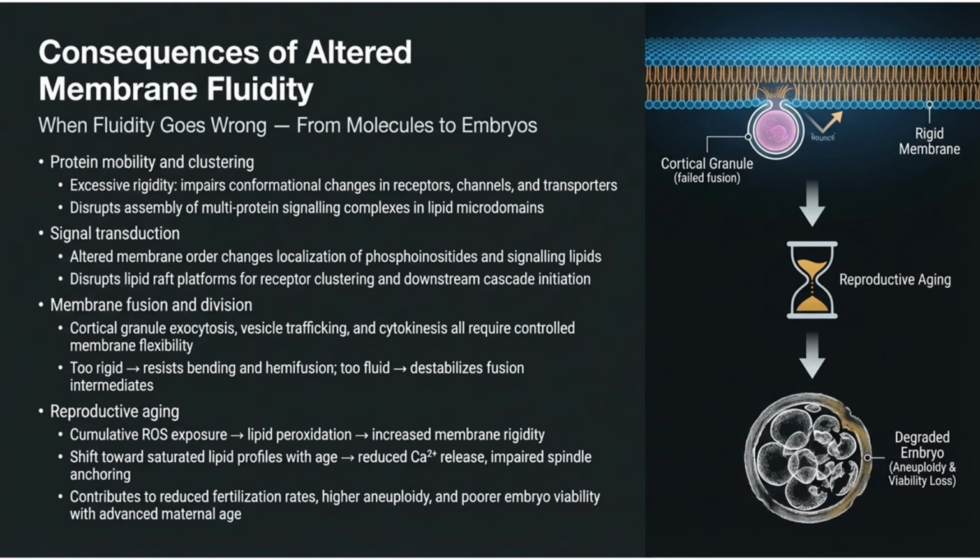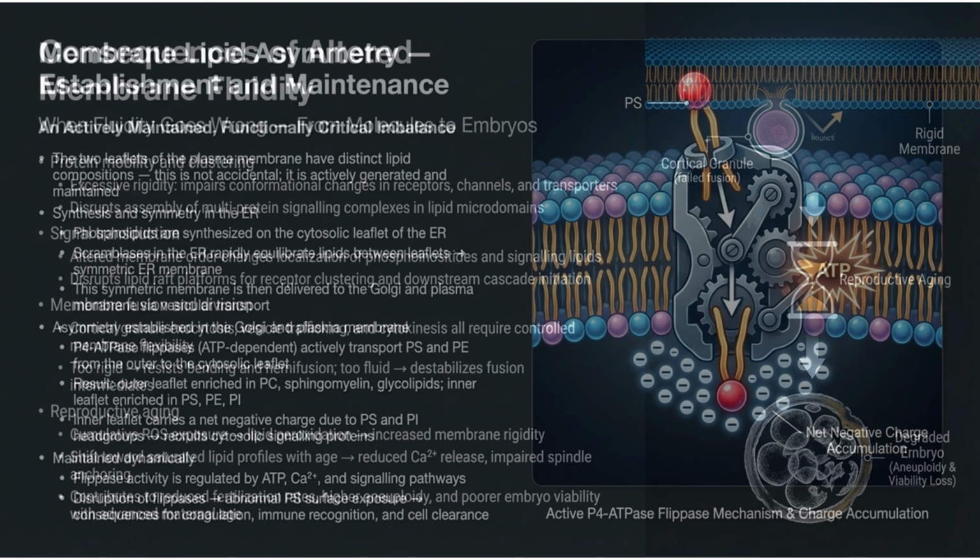Taken together, these membrane-level changes contribute directly and measurably to the clinical reality that fertilization rates decline, aneuploidy rates rise, and embryo viability decreases as maternal age advances. The membrane is not a bystander in reproductive aging. It is a central participant.